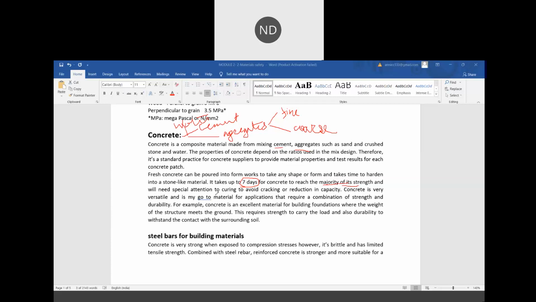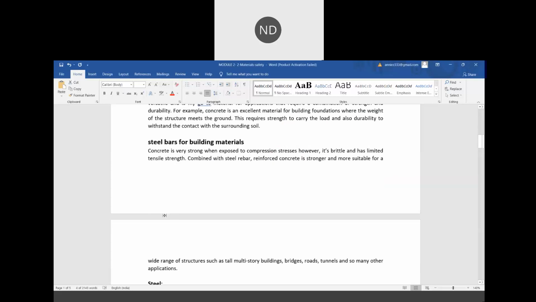Concrete is very versatile and is a go-to material for applications that require a combination of strength and durability. For example, concrete is an excellent material for building foundation. Obviously, we know for building foundation where the weight of the material meets the ground, this will be required to carry a load and also durability to withstand the contact with the surrounding soil. Basically, if we say concrete, we had talked before also about that, and also in your IS code also you'll get some of the theory parts there also.